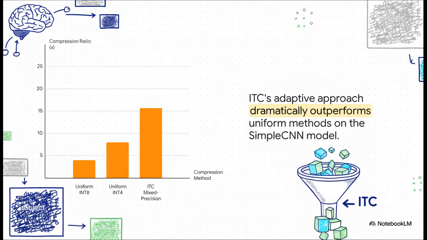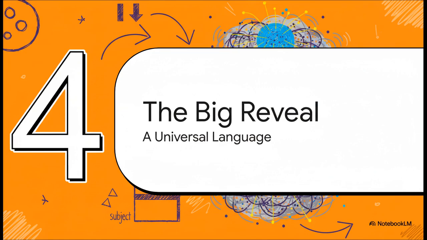The old methods, they top out at around 4x, maybe 8x compression if you're lucky, before the AI starts to really break down. ITC, with its smart, adaptive approach, just blows right past them. It achieves basically double the compression of even the most aggressive old-school methods. It's not even close.